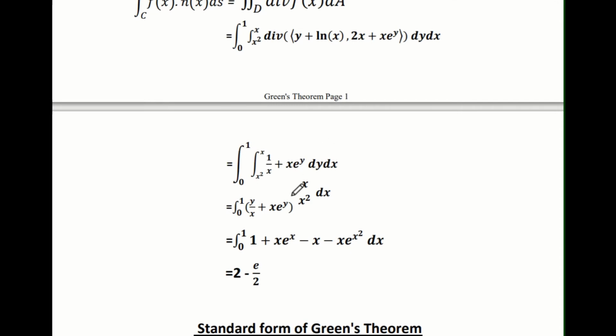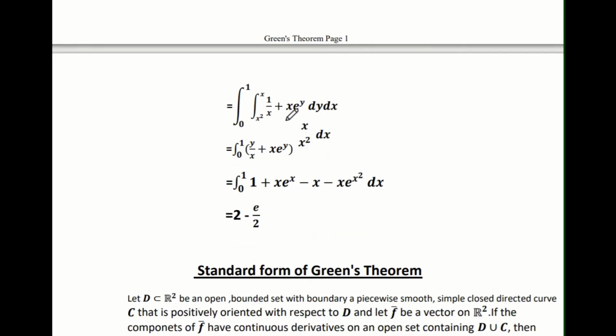So now we integrate with respect to y, focusing on the inside integral now, right? We integrate this with respect to y, we get this, and we're taking the integral from x squared to x. So you substitute this back in, you get this. Now you're integrating this answer with respect to x from 0 to 1, and you're going to get 2 minus e over 2.